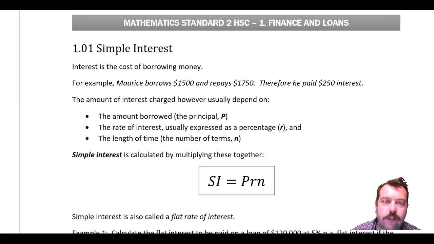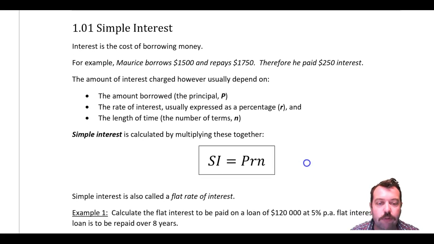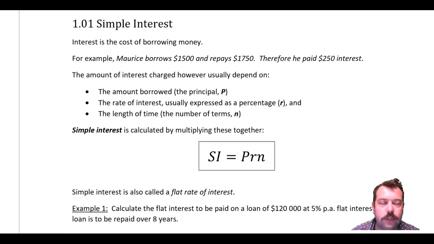Now, interest is not the same as an interest rate. We have to be a little careful with language here. But just keep in mind, when you're asked to calculate the interest, it's the cost of borrowing the money. Now, simple interest relies on three things. The amount you borrow, which is called the principal, we abbreviate with capital P.